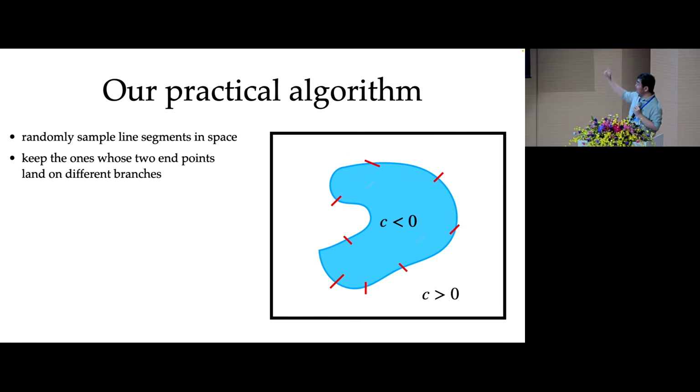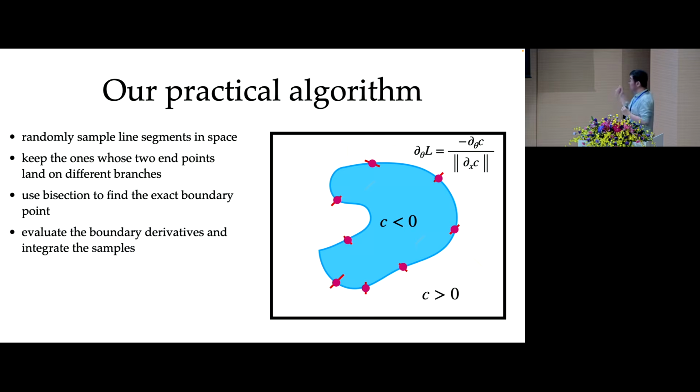Now we have all these edges where we know there is an intersection with the curve. We start from the two ends of the line segment, do a bisection, and find the exact intersection between the line and the curve. At this point, you can notice that we already have a well-distributed set of points on the curve. All we need to do next is take all these pink points, evaluate the derivatives, and integrate them over the curve, and we get the derivatives we want. Okay?